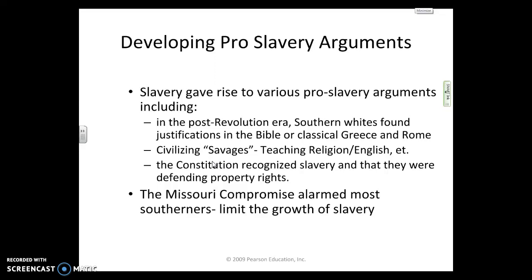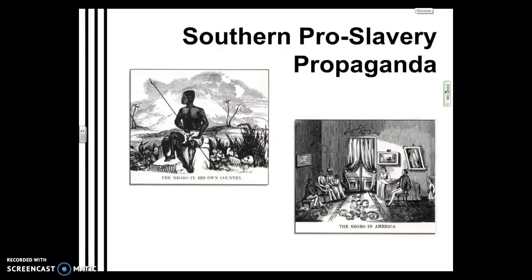And so the Missouri Compromise, when passed in 1820, really scares Southerners about what they're doing. We're gonna leave you off with this pro-slavery propaganda piece here, where it shows an African person in their own country versus in America, and the argument they're making. We'll see this later on.